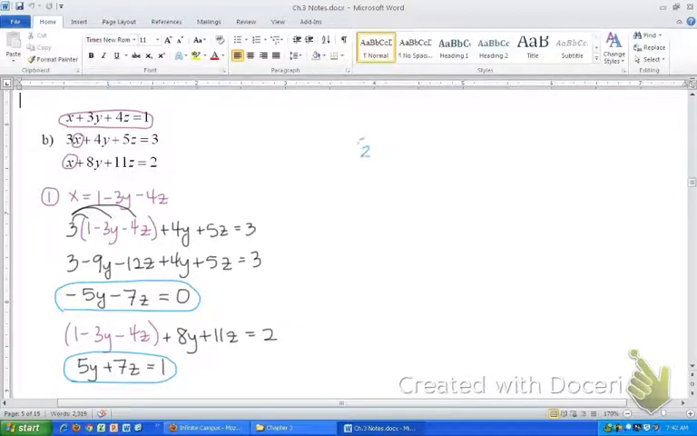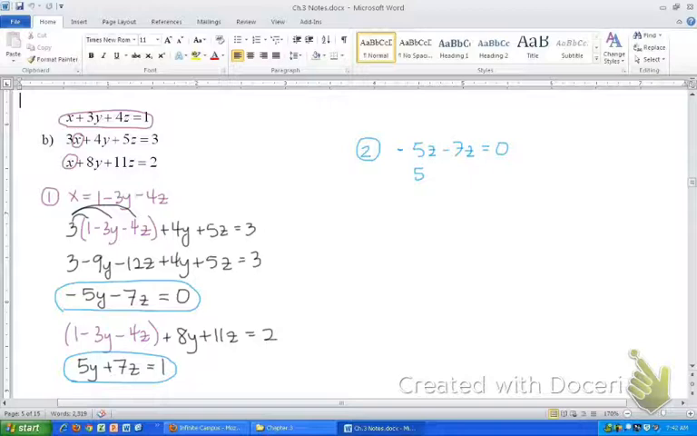So step 2 is going to be to solve this system. I like to do usually elimination at this point. It's kind of my personal preference, but like I said, if you like doing substitution, you can do substitution at this point. It won't really matter.